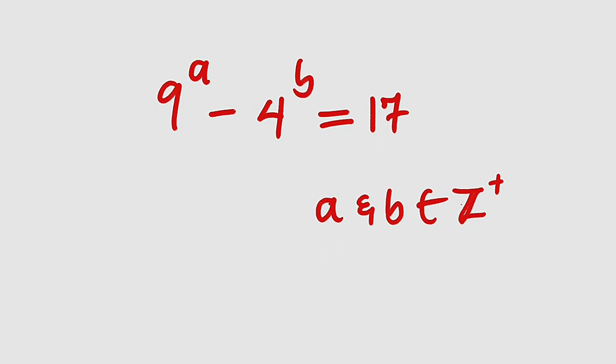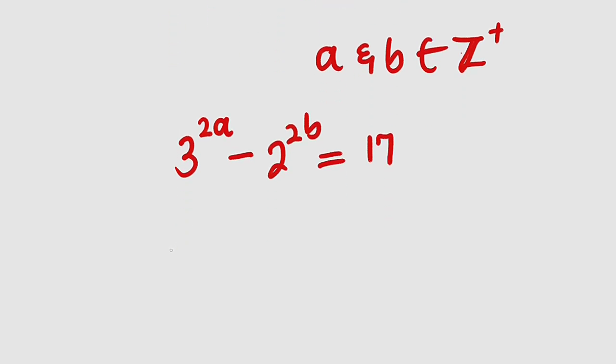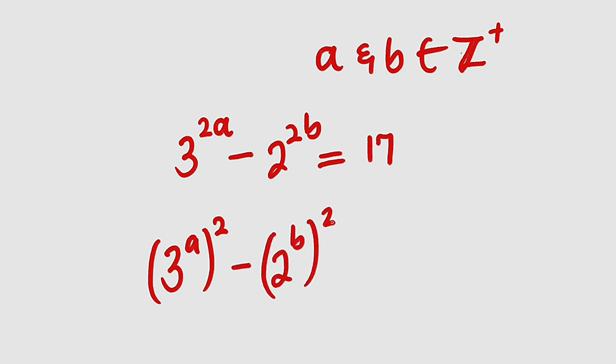I know that 9 can be expressed as 3 squared, so we have 3², but because of a, we multiply by a. Minus 4 can be expressed as 2 squared, so we have 2², but because of b, we multiply by b, and this is equal to 17. I can rewrite this as (3^a)², which is one of the laws of indices, minus (2^b)², and this is equal to 17.